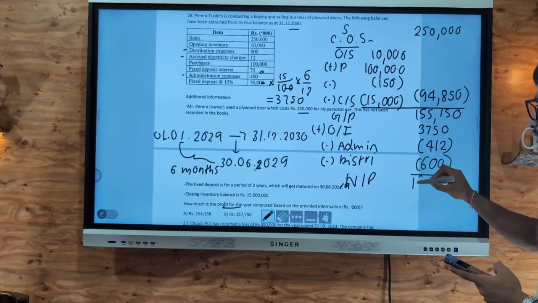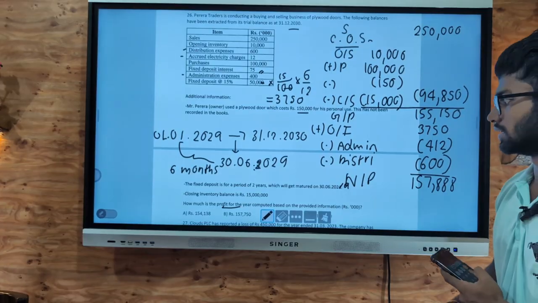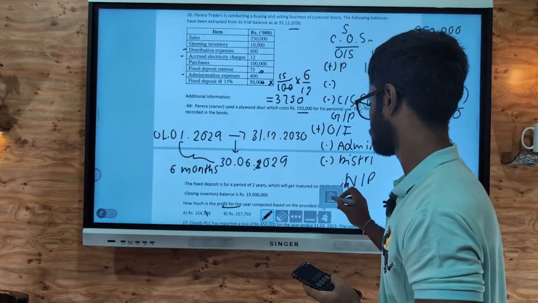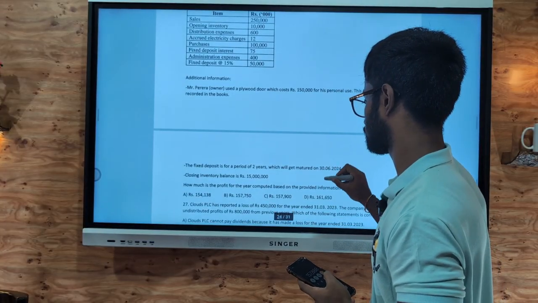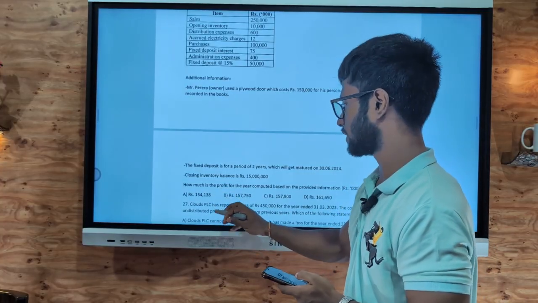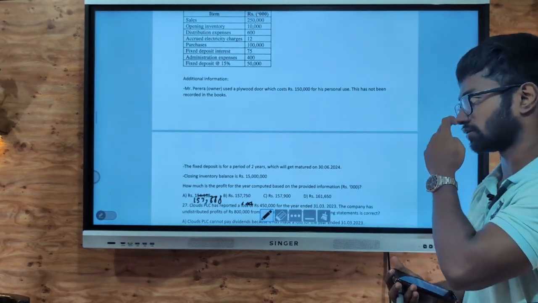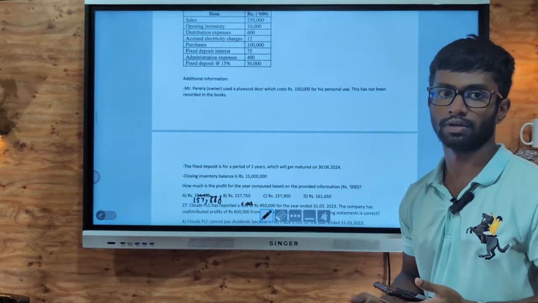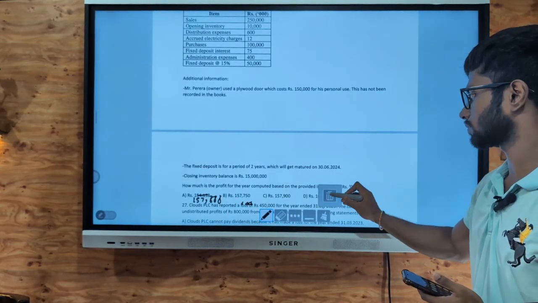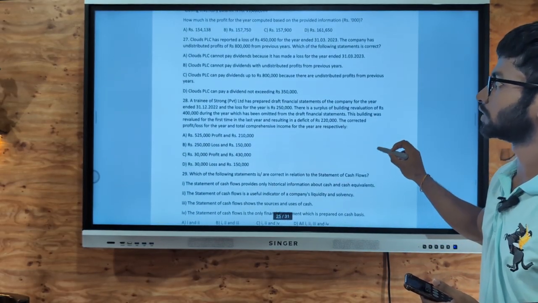So here we get 157,888. I think here there is a small typing error, so this should be, sorry, make it 157,888. It should be answer number 1. Small typing error, it should be 157,888. What did you get? Then we can move on to the next set of questions that we have.